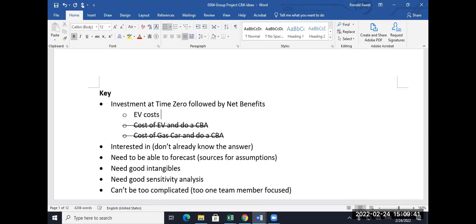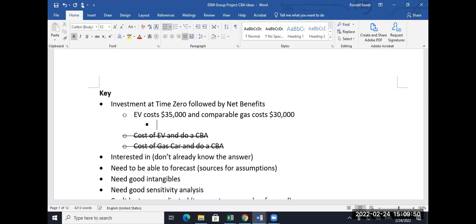EV costs, say 35,000, comparable gas costs 30,000. What's your case? Your case is, should I invest the additional 5,000 today to get the savings on gasoline? And I have to say the net savings. All right. So your question isn't, do I spend 35,000 on the EV? Your question is, do I spend this extra $5,000 to get an EV when I would have bought a car that was cheaper? And why do I say net savings?